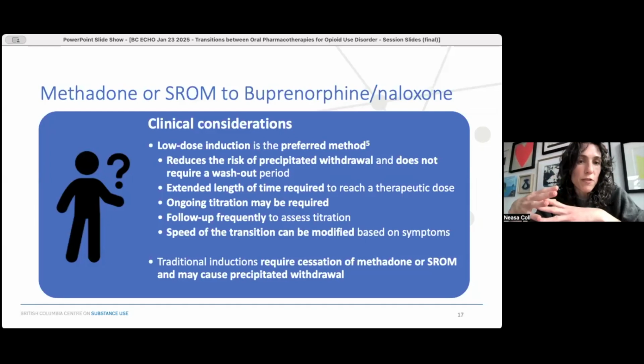It requires a lot of follow-up to assess how the titration is going, and the speed of this transition can be modified for the person in front of you based on their symptomatology. A traditional buprenorphine naloxone induction would require cessation of your full agonist, so methadone or SROM, which may destabilize a person who's otherwise stable on those medications, as well as cause precipitated withdrawal, depending on how that traditional induction goes.